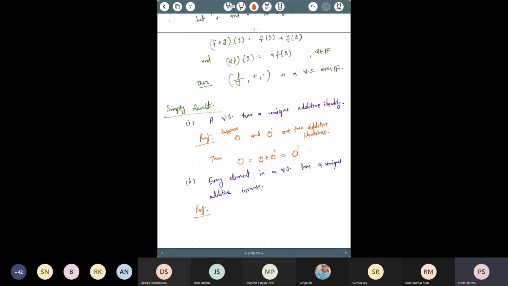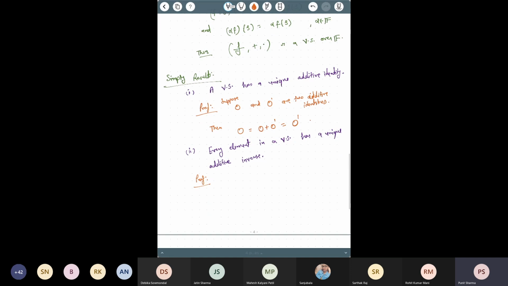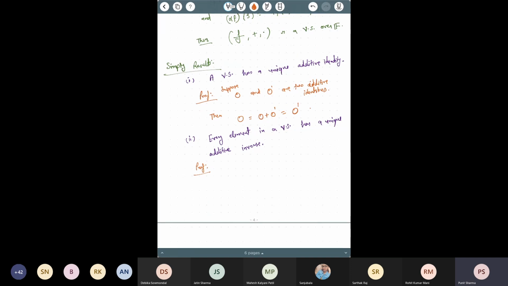So how would you prove this? So here, just a minute, let me finish this. Every element in a vector space has a unique additive inverse. So whatever you say should be valid for every element. Okay, so now you tell me, how would you start this proof?